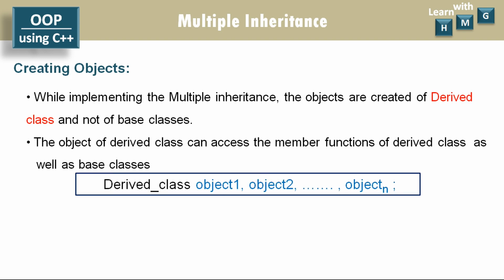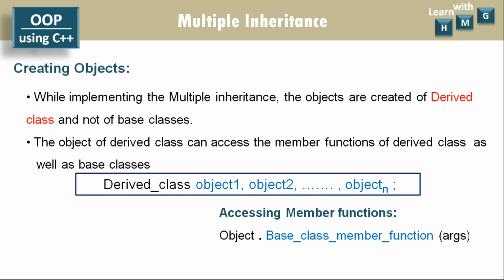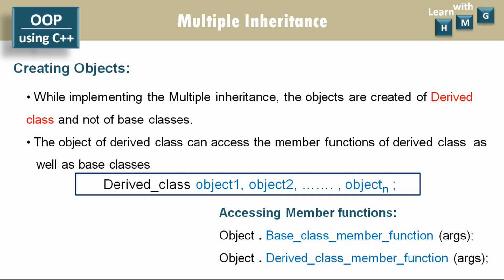The objects will be created as usual, that is the derived class name and the name of the object. Using this object we can access the member functions of base class as well as the member functions of derived class using the dot operator, that is object dot base class member function or object dot derived class member function. So the first important thing is always create the objects of derived class only and not of base classes, and using the object call the member functions of base classes as well as derived class using the dot operator.